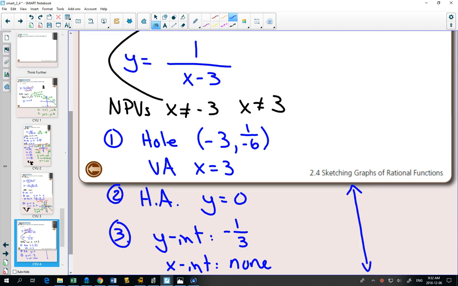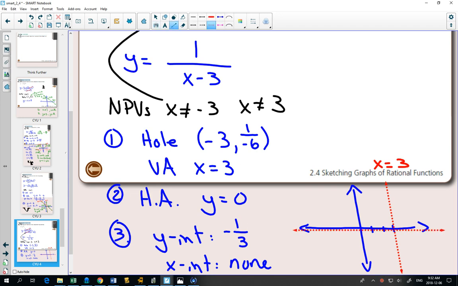So we start graphing with everything that we have so far. We may need more points, but we can only find that out by drawing the beginning of our graph. We have a vertical asymptote at x equals 3. We have a horizontal asymptote at y equals 0. We have a hole at -3, -1/6. Draw our hole in, and we have a y-intercept at -1/3.